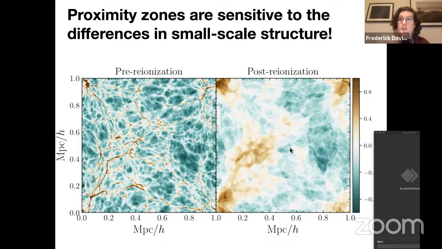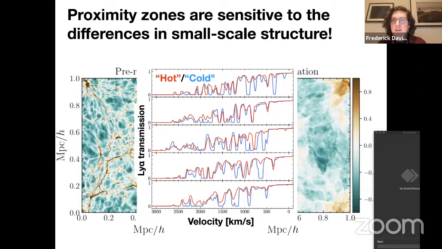If we now take many, many skewers through these simulations, stitch them together and then run radiative transfer simulations, what we get is something like this. Because these boxes have the same initial conditions, we can compare them directly. And you can see here that the hot versus cold models look quite a bit different, that the cold models have sharper, more opaque features in them. So this might be something that, for example, Huan Qing's density reconstruction might even be sensitive to, which would be really exciting. But I'm not going to talk about that because I didn't know about that until 10 minutes ago.